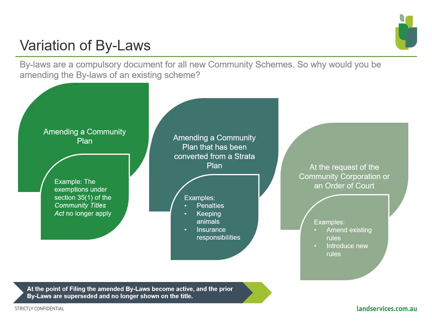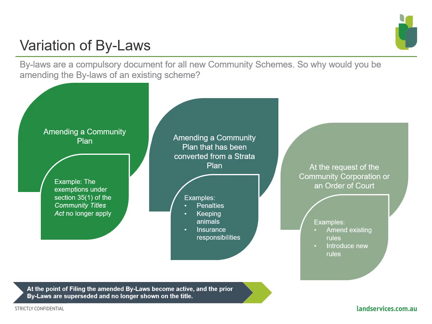Bylaws are a compulsory document for all new community schemes. So why are bylaws varied? There are various circumstances in which the existing bylaws of a community scheme may be varied. The first is when amending a community plan with a Form AP3 or AP5, and the amendment results in an inaccuracy in the existing bylaws. An example would be when the community scheme is being amended from a 2-lot scheme to a 4-lot scheme, and therefore the exemptions under Section 35(1) of the Community Titles Act no longer apply.